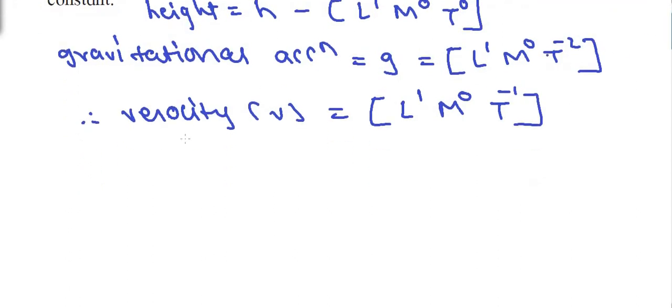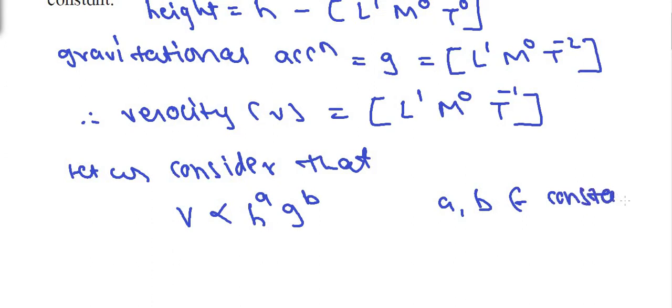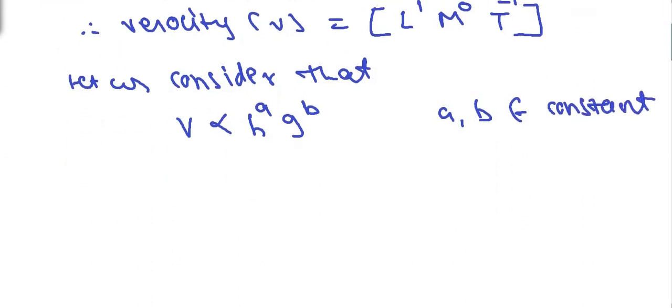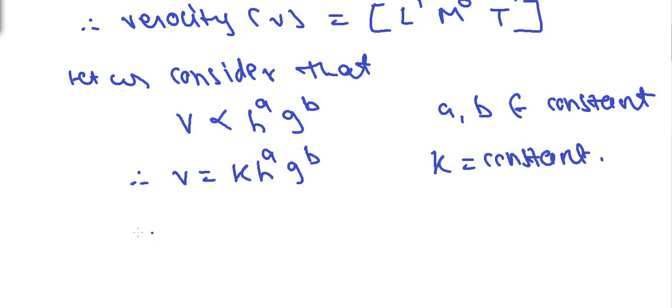Okay. Now let us consider that velocity v is proportional to height raised to a and gravitational acceleration raised to b, where a and b are both constant terms. Now let us convert this proportionality into equality, and we get v is equal to k h raised to a g raised to b, where k is the constant of proportionality. So k is simply a constant.